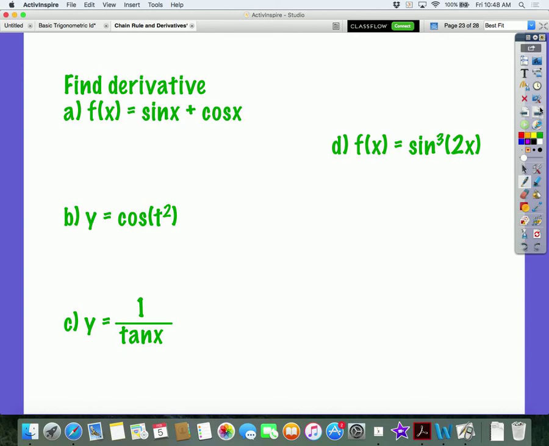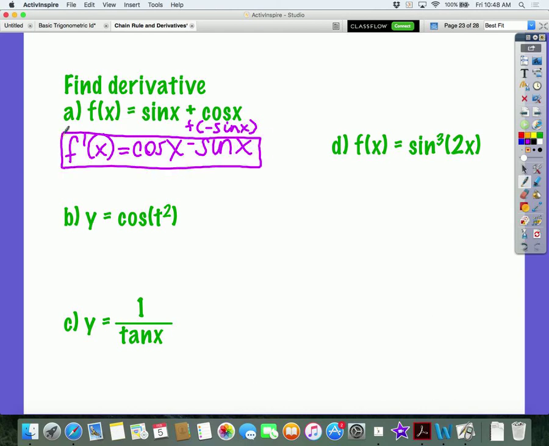Okay, so this very first one, we'll find the derivative of f of x equals sine x plus cosine x. Just like before, when you had terms being added together, you just take the derivative of each one. So what's the derivative of sine? Cosine x. And the derivative of cosine? Minus sine x. It's going to be that minus, because it would have been that plus a negative sine x, and so then that would be your derivative. Okay? That's like your most basic one.